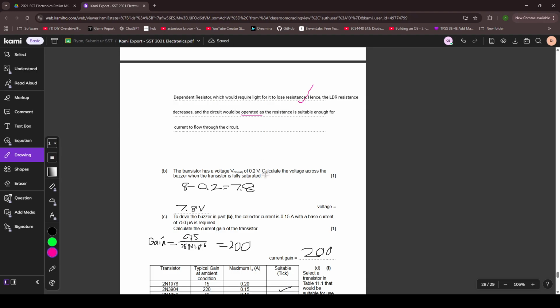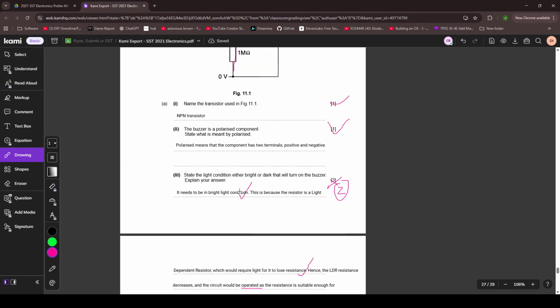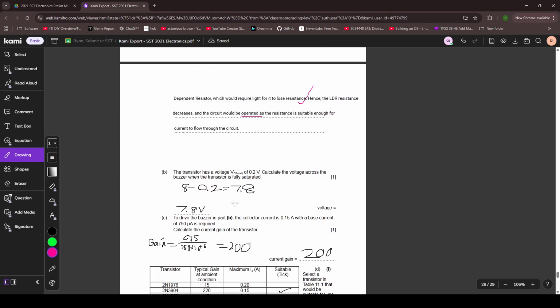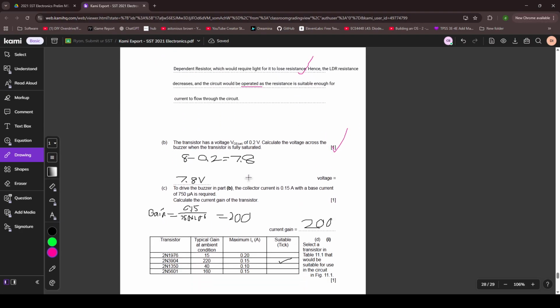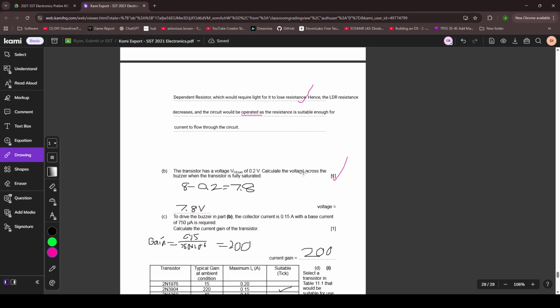Transistor VCE is 0.2. Calculate the voltage across the buzzer when it's fully saturated. Okay, VCE is 0.2 volts. We've talked about this in section A. So this is just KVL again. 8 volts, the buzzer, then VCE, which is 0.2, and then ground. So this voltage plus this voltage equals 8. Basic algebra, 1 unknown. That's it. 7.8.